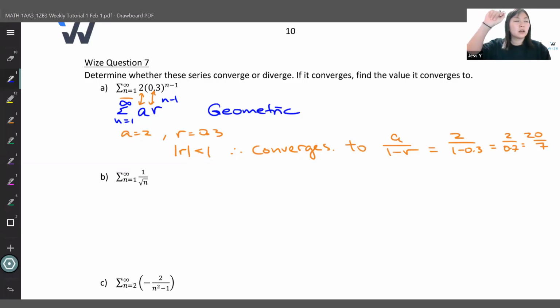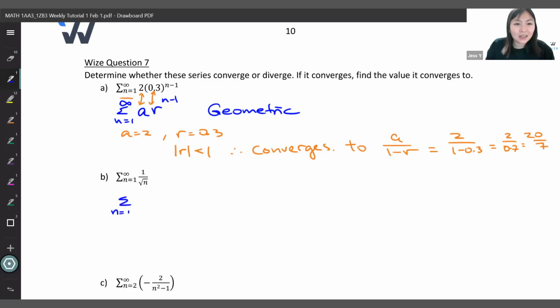Okay. Thank you. Who thinks it diverges? Yes, diverges. This one, I can rewrite as the sum where n goes from 1 to infinity of 1 over n to the 1 half.